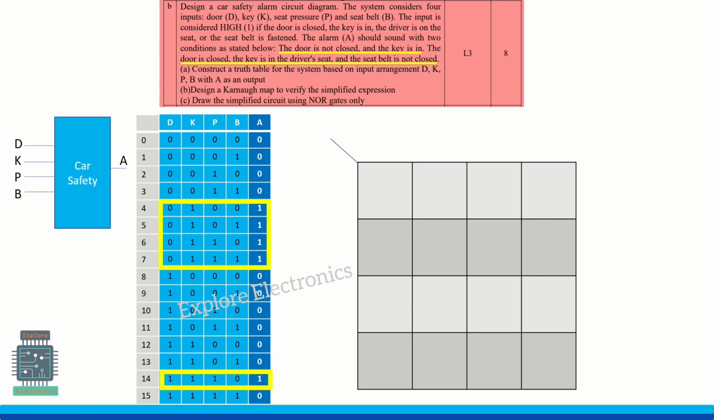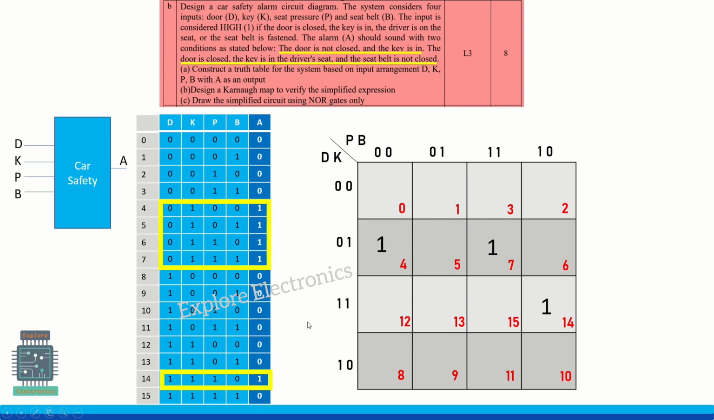Let me take a 4 variable K-map since we have D, K, P, B as inputs. I am taking DK as vertical inputs and PB as horizontal inputs. Now these are the values for these K-map blocks. Now we need to put 4, 5, 6, 7 as 1 and 14 as 1. So let us put those values as 1 and the other cells will be 0. No need to put zeros. Let us group these. These 4 cells become one group and these 2 become one group.